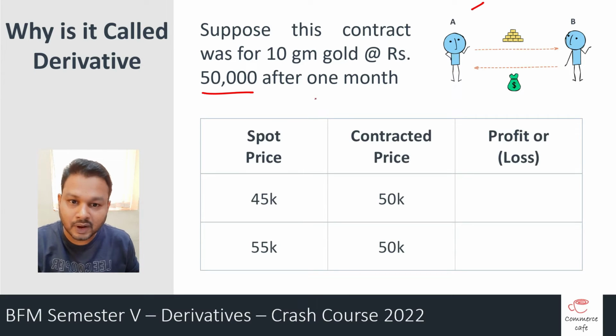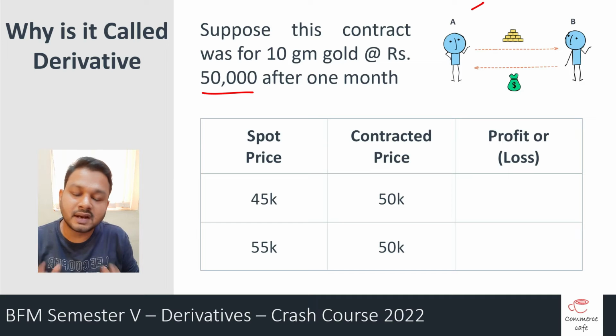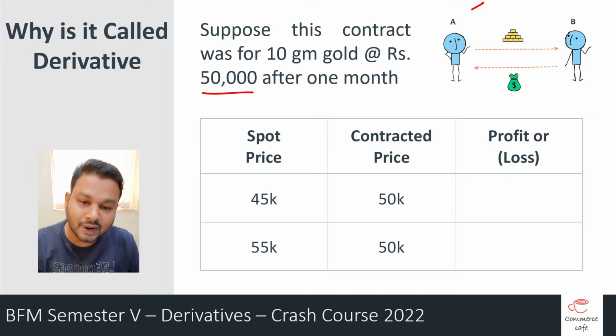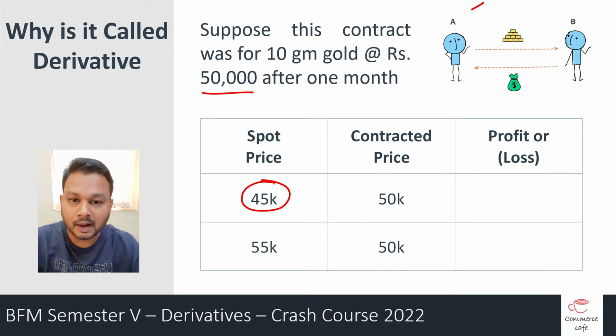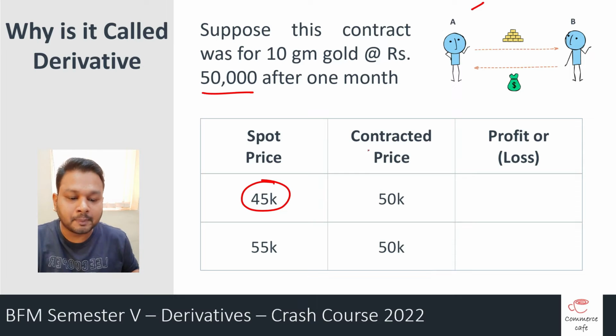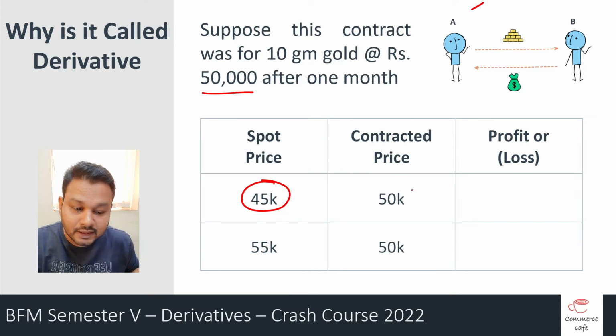Let's say after 1 month, the market price of gold can be anything. When you did this agreement, you did it for 50,000, but after 1 month, the price of gold can be more than 50,000, can be less than 50,000. Suppose the price of gold after 1 month in the spot market, that means if after 1 month you go to the market to buy the gold normally, has reduced to 45,000. But you have entered into an agreement, you have contracted that you will buy 10 grams of gold for 50,000. Now you have to honor the contract.